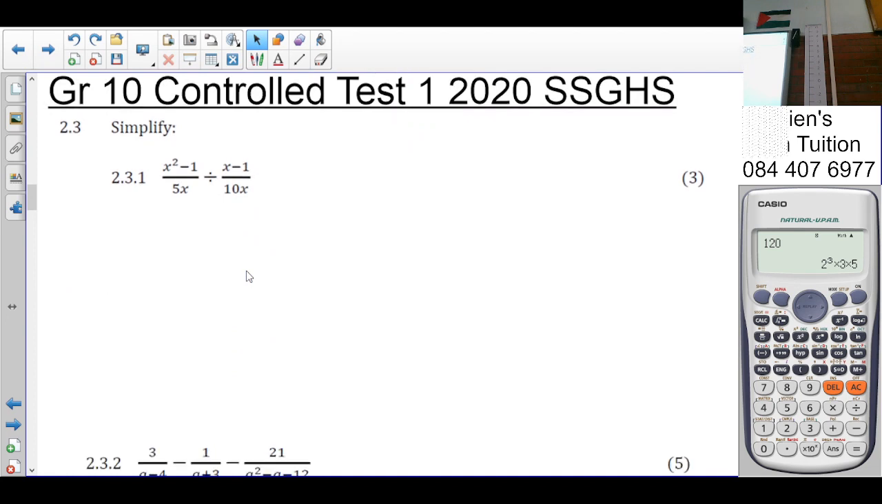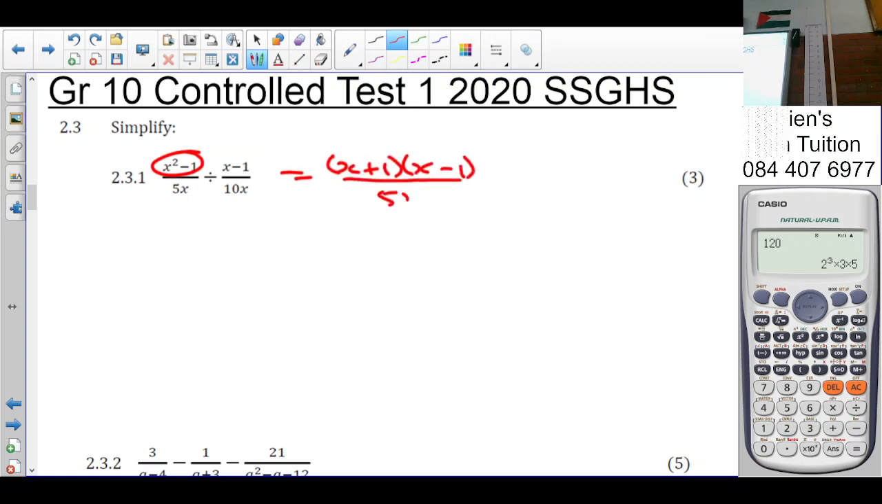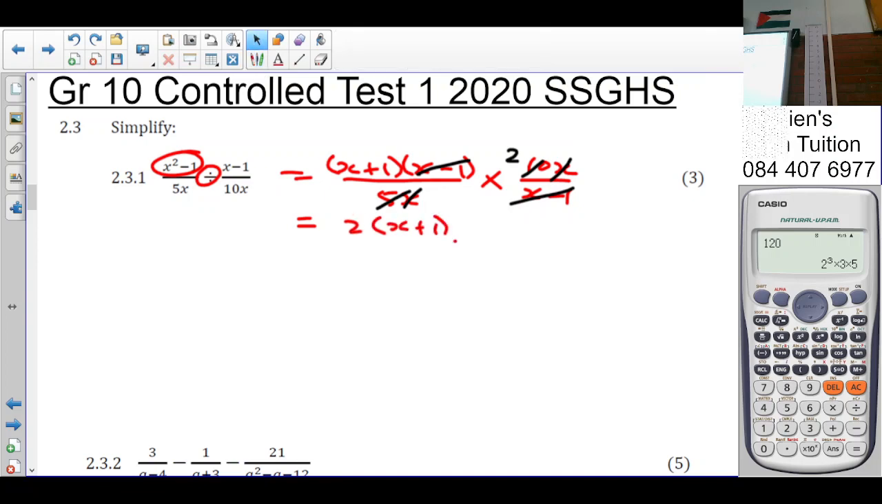Table 2.2, simplify. So of course, we're going to take the difference of two squares: x plus 1, x minus 1, over 5x, times 10x over x minus 1. So what happens is, x minus 1 cancels x minus 1, x cancels x, 5 into 5 is 1, 5 into 10 is twice. So it's 2 into x plus 1. You can write it as 2x plus 2 as well if you like.